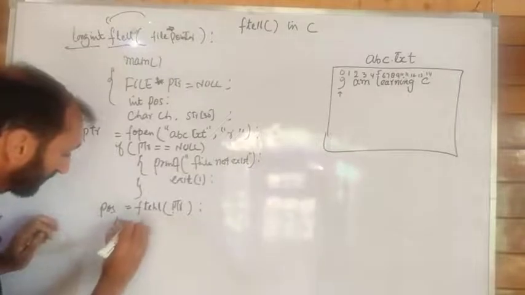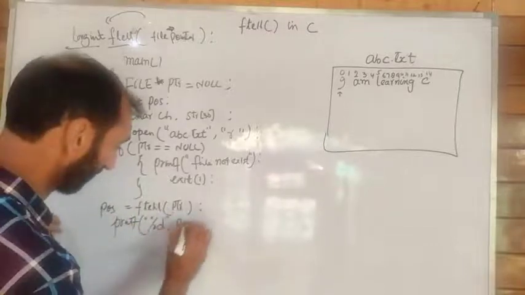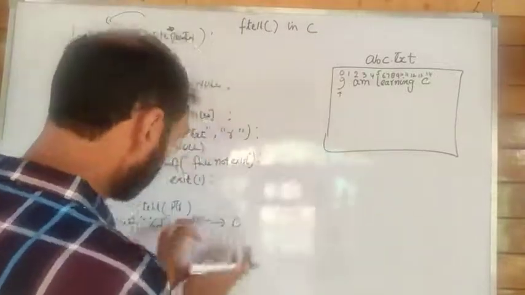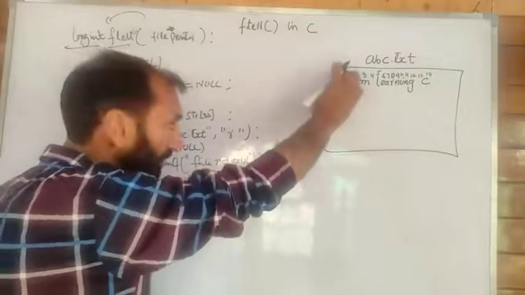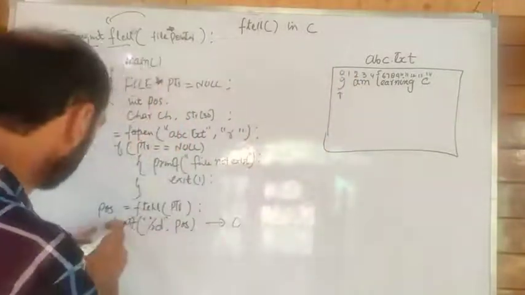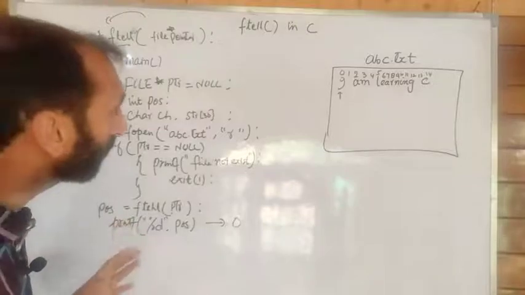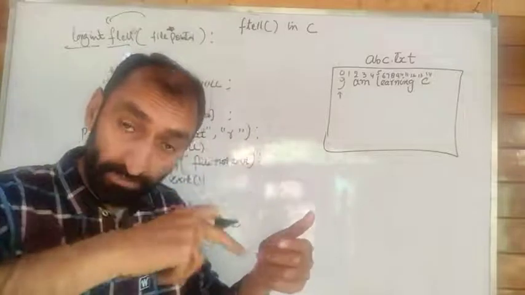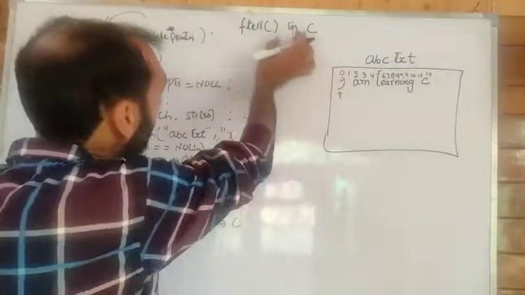So if we print it with printf %d position, the result would be 0, because at present the file pointer is at this location, pointing to the 0th index. So now we know that the ftell function is used to know the position of the file pointer, where the file pointer is presently located. We can use the ftell function for that purpose.